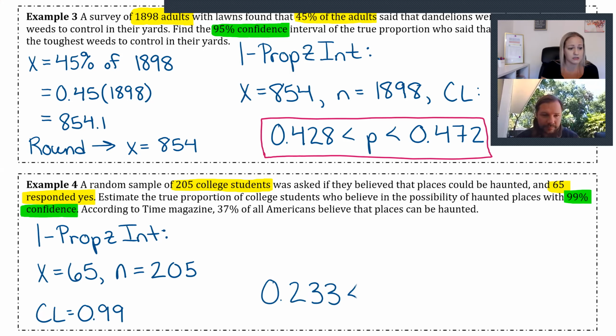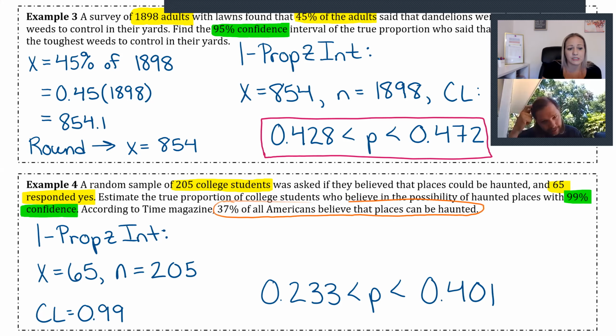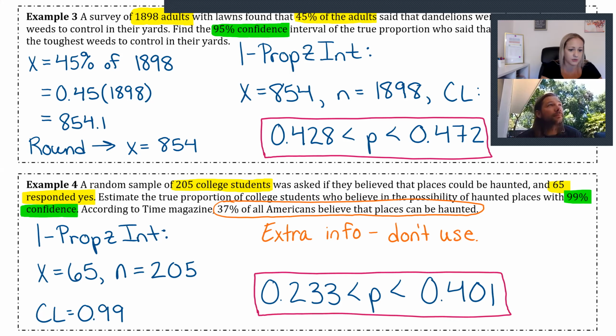So very straightforward question. You'll just put all that in. And it's going to give you a lower bound of 0.233 and an upper bound of 0.401. Okay, so you'll see that there is some other info in the question that we didn't use. If you read that last sentence, it said, according to Time magazine, 37% of all Americans believe that places can be haunted. So in a lot of these questions in the section on proportions, the questions will give you an extra piece of information that you don't necessarily have to use. It's really just there for comparison purposes.